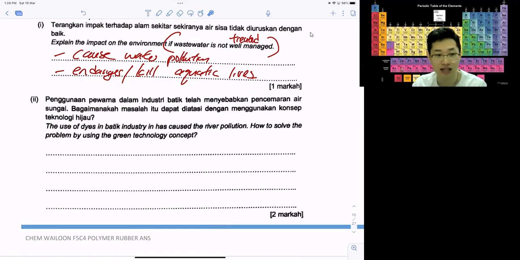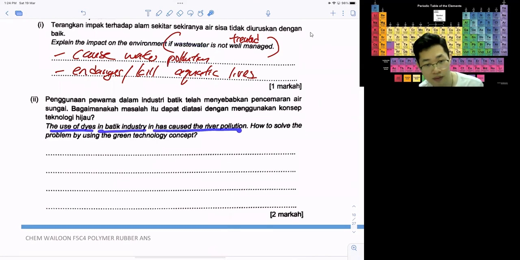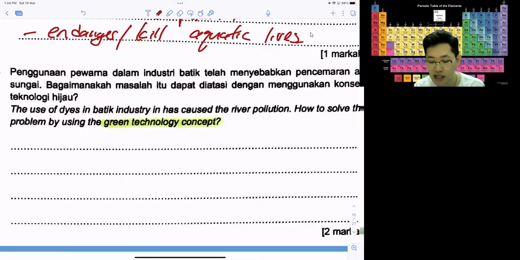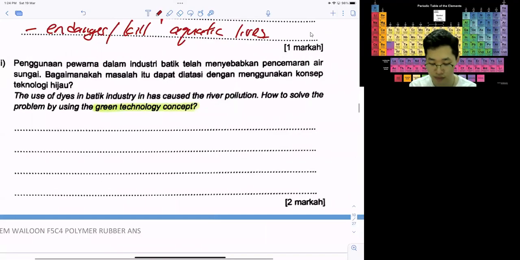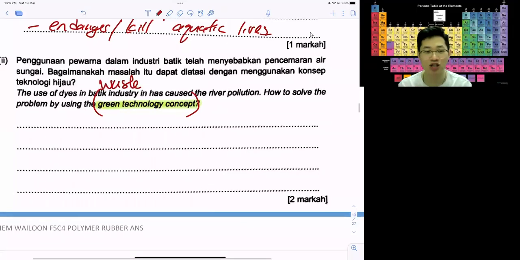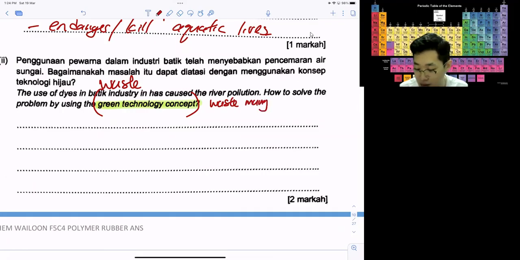For this kind of environment question, okay, the use of dyes in the batik industry has caused river pollution. Making batik, maybe there is a lot of ink. How to solve the problem by using green technology? For this kind of question about throwing waste into your surroundings, they want you to relate it to green technology, which is actually asking you what proper waste management you have to do. So it's asking you about waste management.